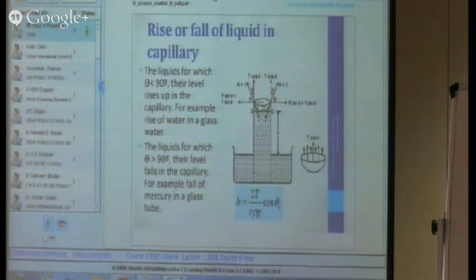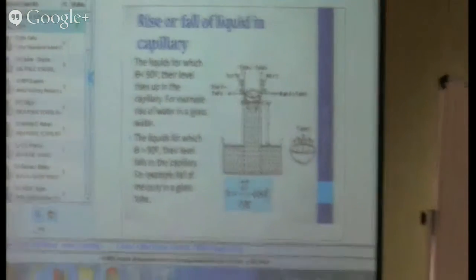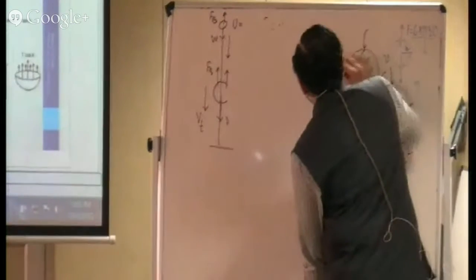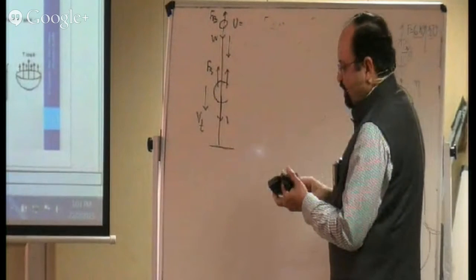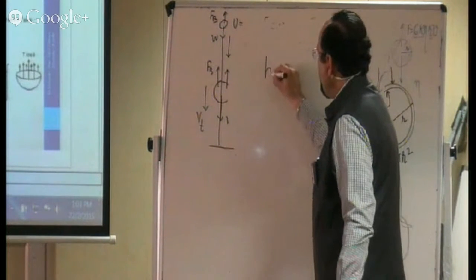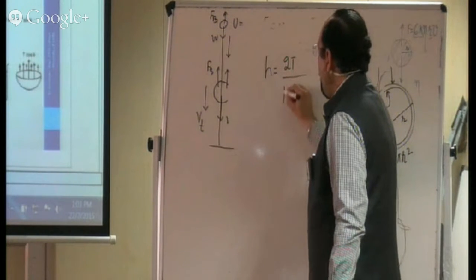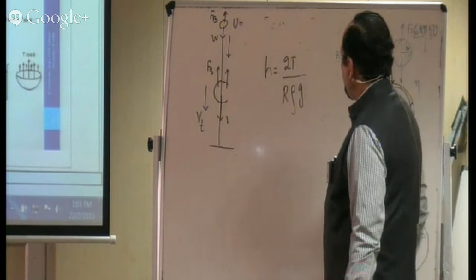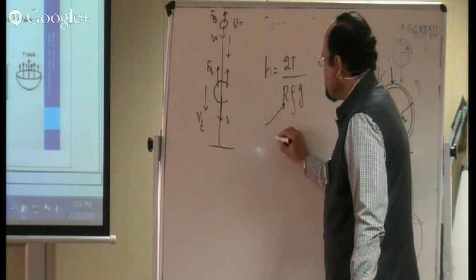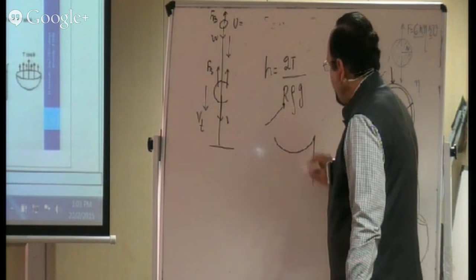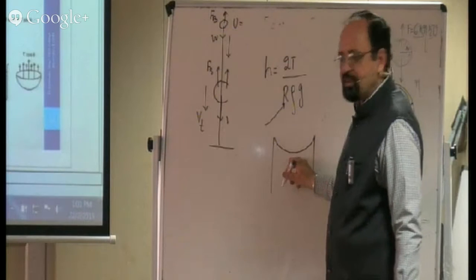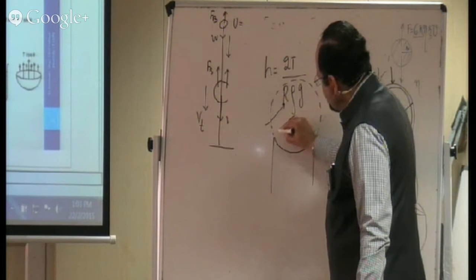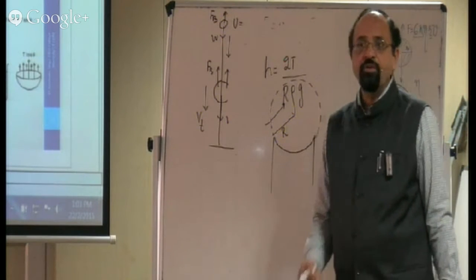In some questions you may find they are giving you the radius of the meniscus. If the radius of the meniscus is given, then the same relation will take a shape like this: h = 2T by R rho g. Then don't use the cos theta factor here. This R then will be the radius of the meniscus. That means, say for example, it's a concave surface. If I take this surface as a spherical surface, then the radius of this is going to be capital R. So we have to be extremely careful.